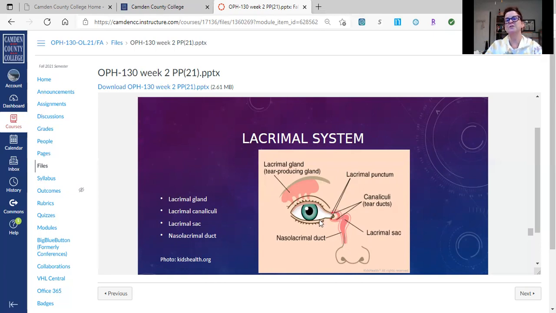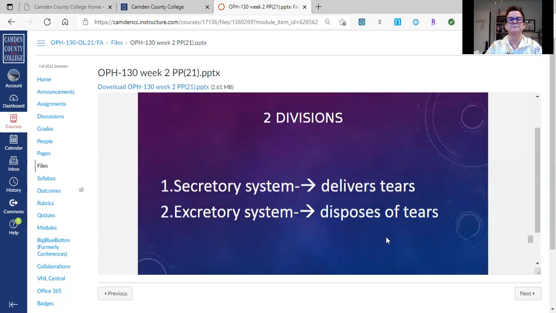I want you to know the parts of this pathway. So this slide right here, I want you to circle, star, underline, do whatever you need to do to bring this to your attention, because I want you to know the pathway: lacrimal gland, puncta, canaliculi, lacrimal sac, nasolacrimal duct, and eventually into the throat. All right, so there's two divisions to the lacrimal system: the secretory system, which delivers the tears, and the excretory system, which disposes of the tears.